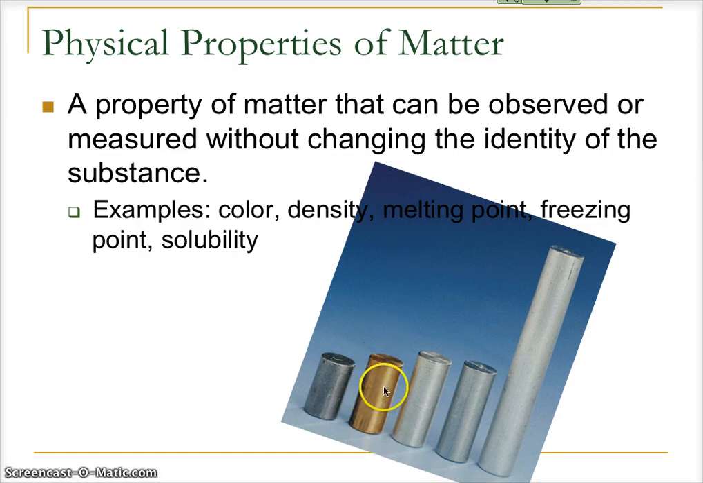But no, this is a piece of copper right here. If I took this piece of copper and melted it, what would I have? Well, I would still have copper. It would just be liquid copper. So I could determine the melting point by melting it, but I didn't change the identity. The identity is still copper. I may have changed the substance in some way, but I didn't change what it is. Solubility is another one that we could do. So these are physical properties. Properties that can be observed or measured without changing the identity of the substance are physical properties.